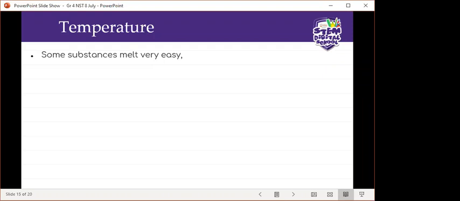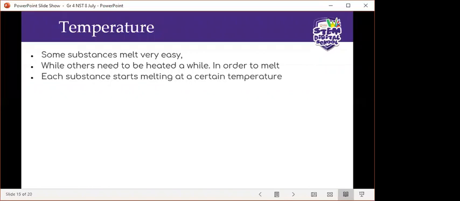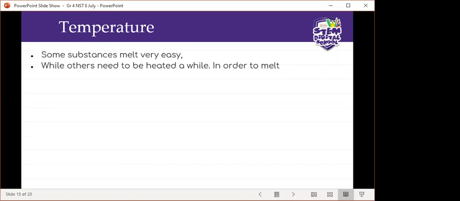Let me just go back here. Unati says, ma'am, ice cubes do not freeze if you put them in a cool place because they are not in the fridge. They will turn into water, or they will actually remain as water. So guys, that is very much important to note. While some substances need to be heated a while in order to melt, each substance starts melting at a certain temperature. Very much important to note that each substance starts melting at a certain temperature.